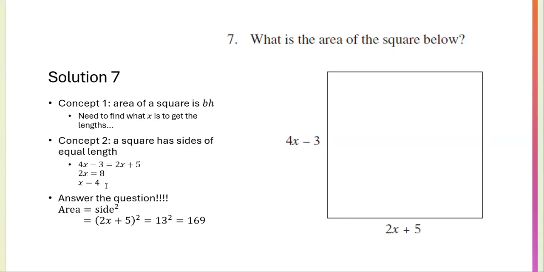If we solve that out, don't fill that in. That's not the answer. We're interested in the area of the square below. So if we get the length of any of the sides, they're all the same, right? So let's plug x is equal to 4 into, I don't know, this one. So that would be 13. Yeah, 13 squared is 169. That's the answer.